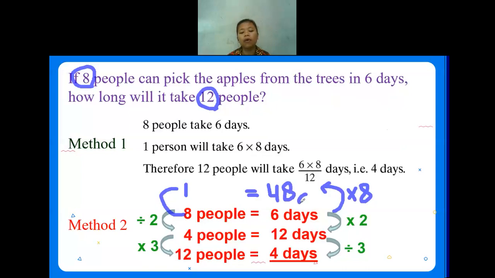And then for having 12, from 1 into 12, we need to divide it by 12. More people will take fewer days. So it will be 48 divided by 12, which equals 4.